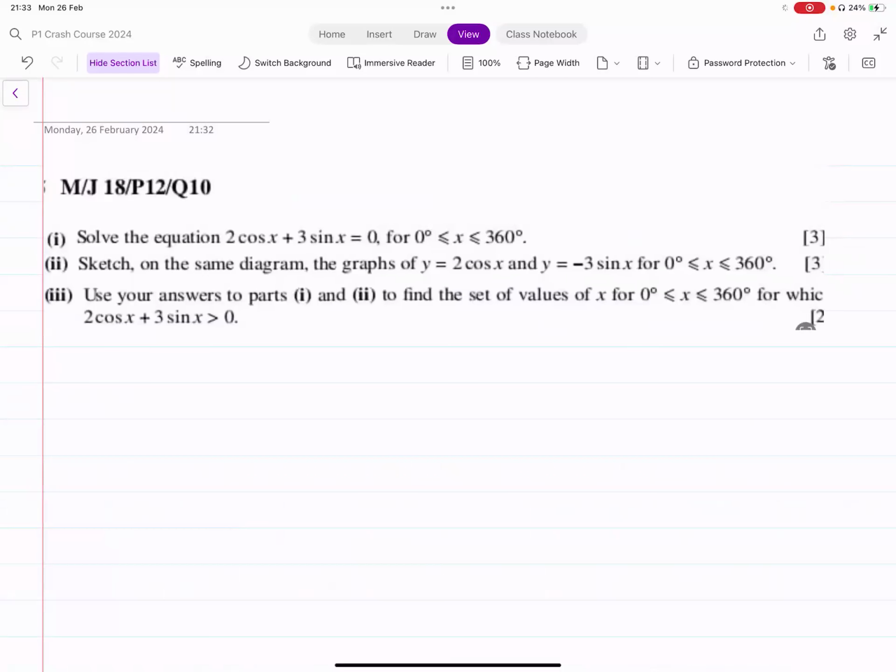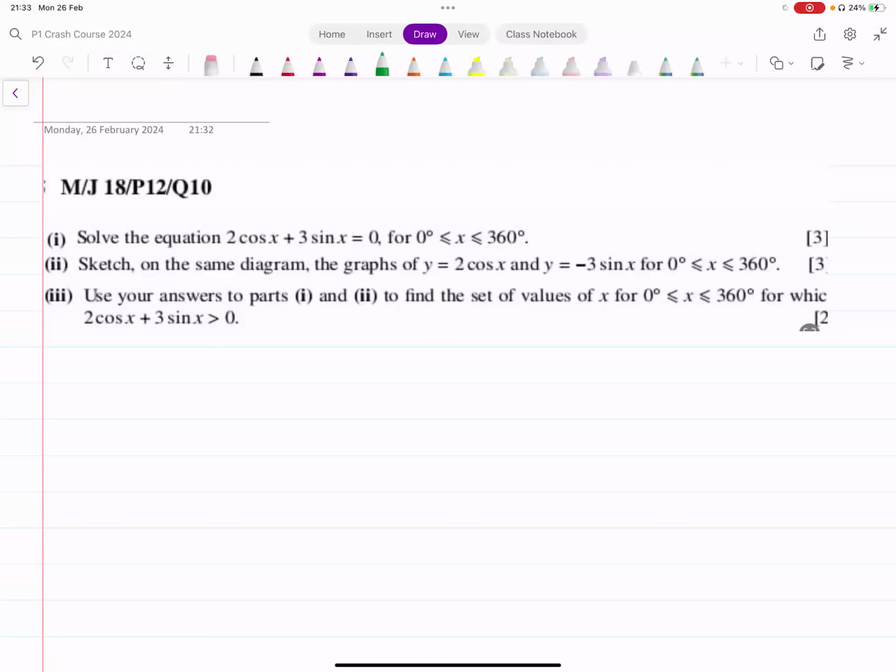All right, let's try this. It says solve the equation 2 cos x plus 3 sin x equals 0 for x between 0 and 360. You were able to do this, the first part? You just have to divide by cos, convert it to tan, right? The first part is straightforward, right?